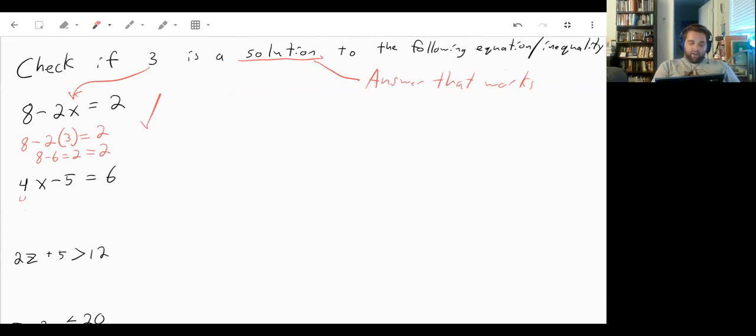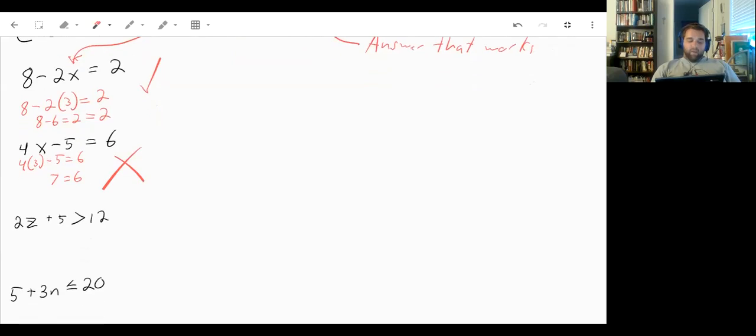Let's try it on the next one. See if 4 times 3 minus 5 equals 6. Well, 4 times 3 is 12. Minus 5 is 7. Does 7 equal 6? No. So that one does not work. The next one, let's try the 3 again. 2 times 3 is 6, plus 5 is 11. Is 11 greater than 12? No. 11 is smaller than 12, so the arrow would have to point in the other direction.